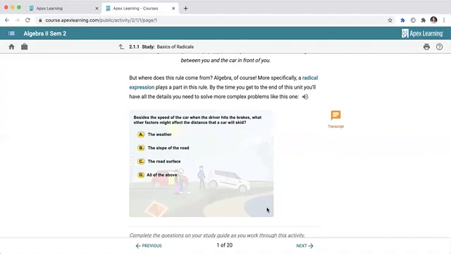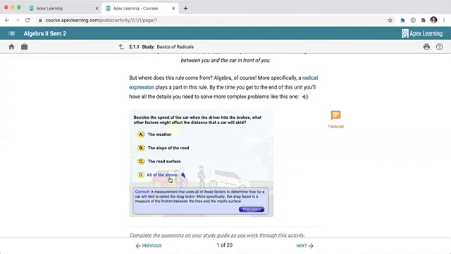All right, so then if we look here, besides the speed of the car when the driver hit the brakes, what other factors might affect the distance that the car will skid? And the answer is going to be all of the above. Hopefully, for those of you who are learning to drive or are already drivers, you should know that weather is a big factor. It's not anything to be afraid of. It's just something you have to take into consideration when you're driving.